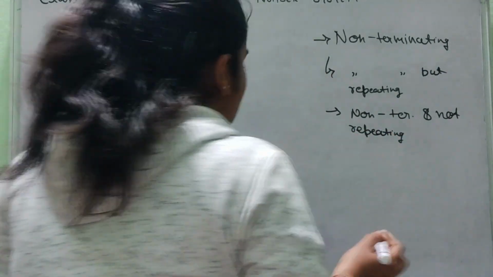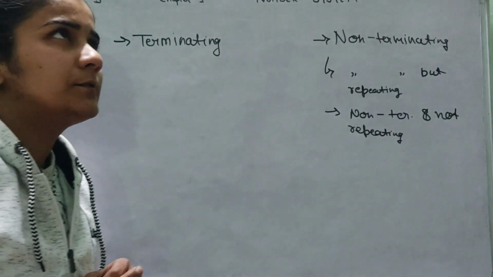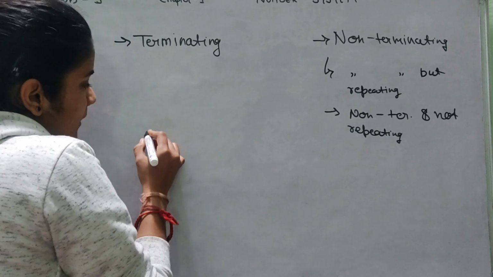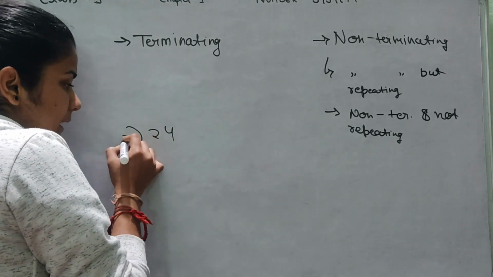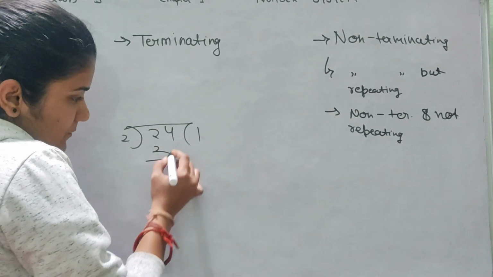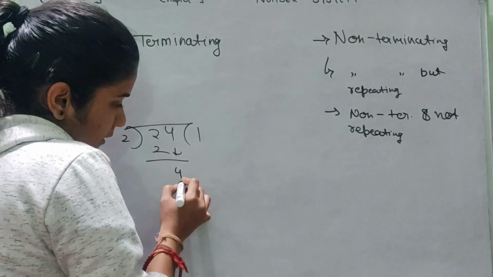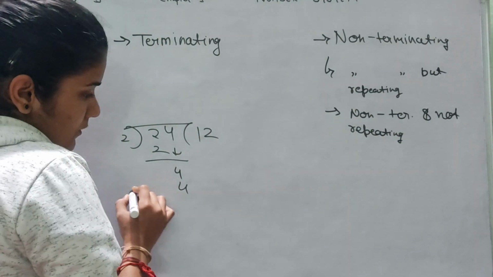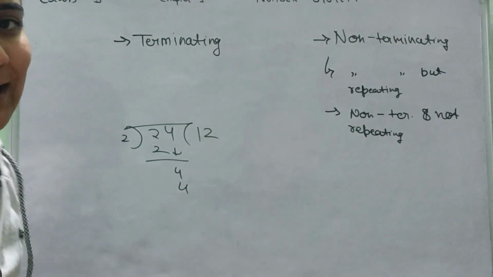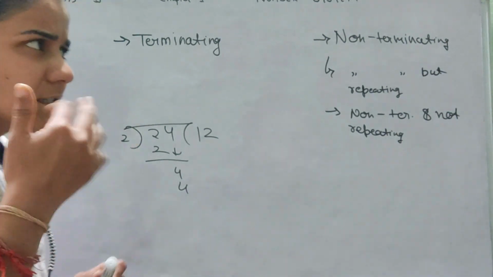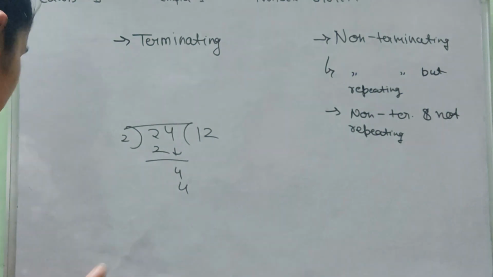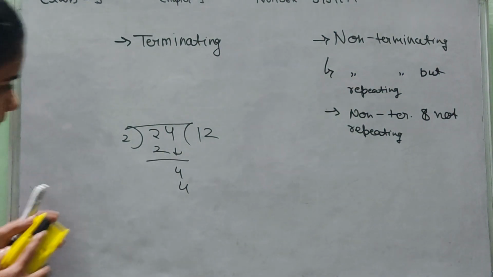Let us suppose we have a number, that is 24. Divide 24 by 2. So 2 goes into 2 one time, then 4 carry, and then 2 times. So 24 is divided by 2 twelve times. Let us take a smaller number, something in points and decimals.